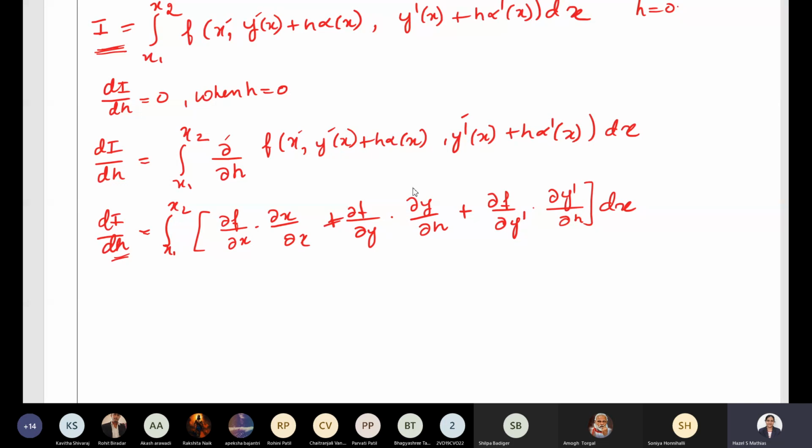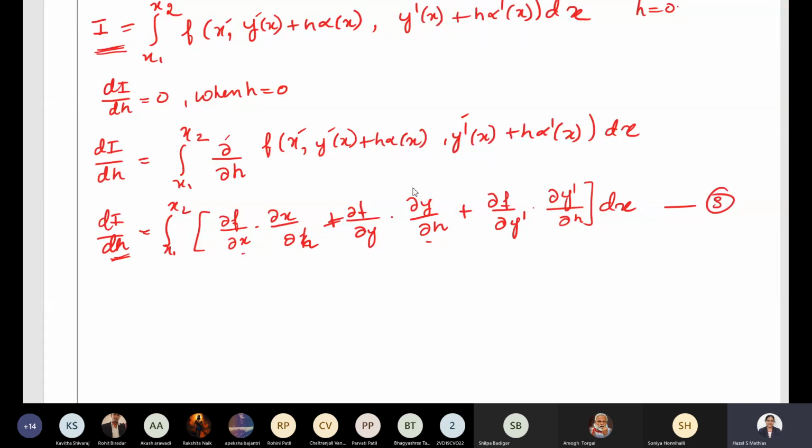You have a function f which has 3 variables x, y and y dash, and we are differentiating with respect to h. That's why it is dou f by dou x into dou x by dou h, plus dou f by dou y into dou y by dou h, plus dou f by dou y dash into dou y dash by dou h. This is using the chain rule. Let's take this as third equation.